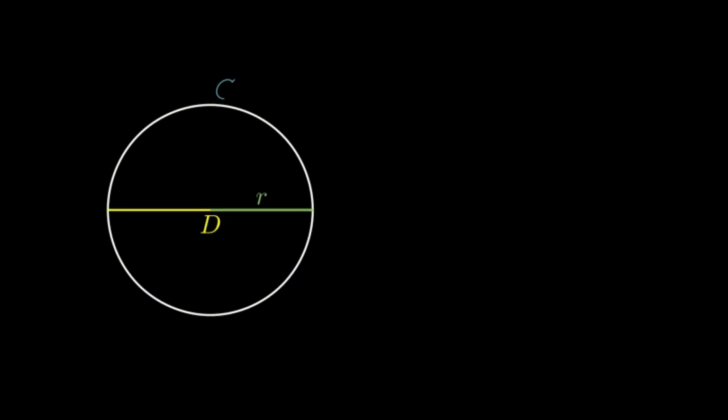The circumference, labeled as c, represents the total distance around the edge of the circle. If you were to take a string and wrap it exactly once around this circle, its length would be the circumference. Ancient mathematicians discovered something remarkable. For any circle, no matter its size, the ratio of the circumference to diameter is always the same value.